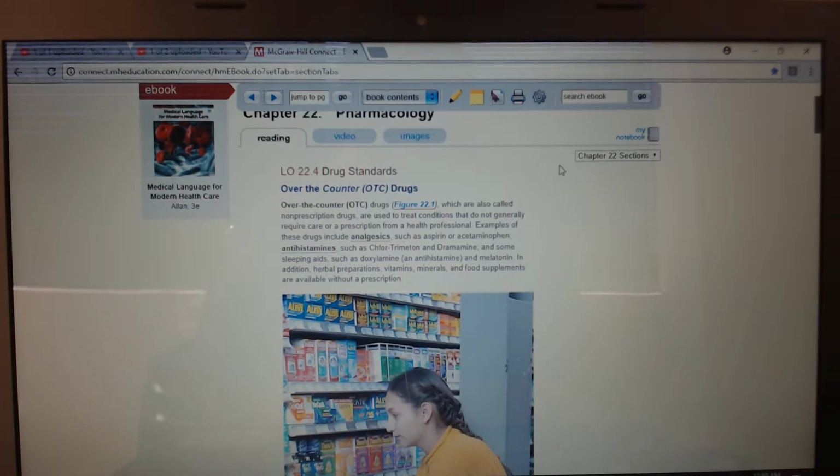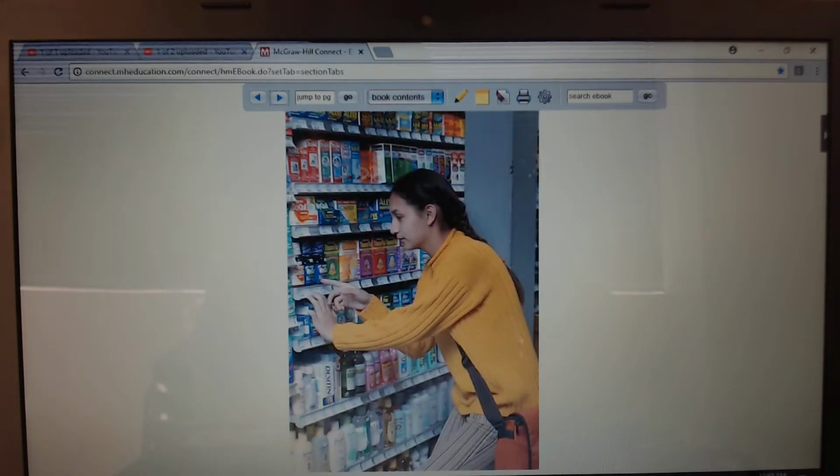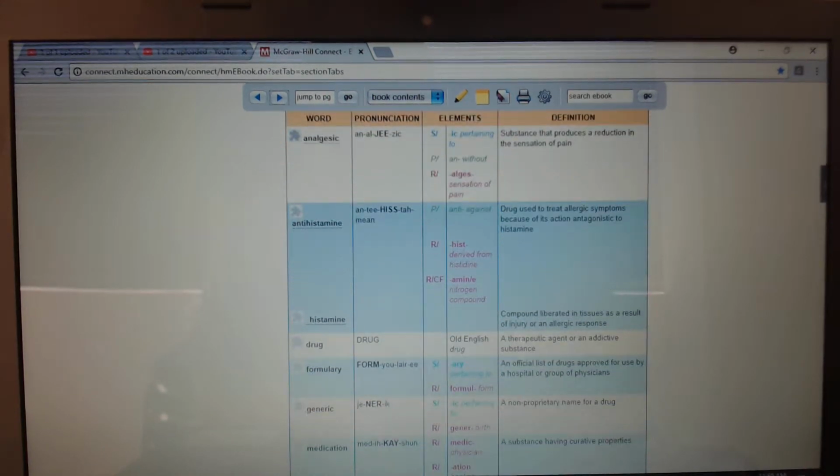Regarding medications, we have different classes of medications. Some are over-the-counter. They're called non-prescription drugs. Examples of these include analgesics such as aspirin or acetaminophen, antihistamines such as chlorotrimazole and Dramamine, and some sleeping aids such as doxylamine and melatonin. These are some of our definitions.